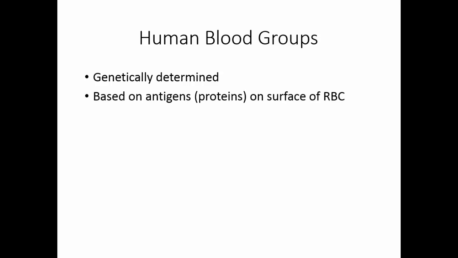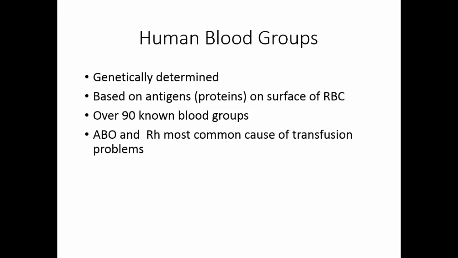If we're going to transfuse blood, we need to know a little bit about the human blood groups. These are genetically determined. They're based on antigens or proteins that are found on the surface of the red blood cells. There are over 90 known blood groups, but the ones that give us problems with transfusions are the ABO and the Rh blood group.